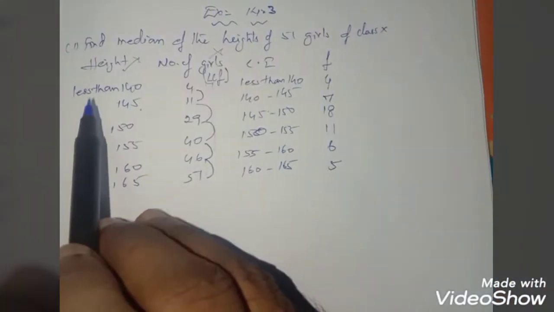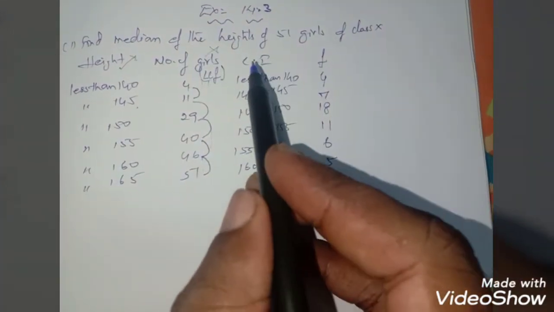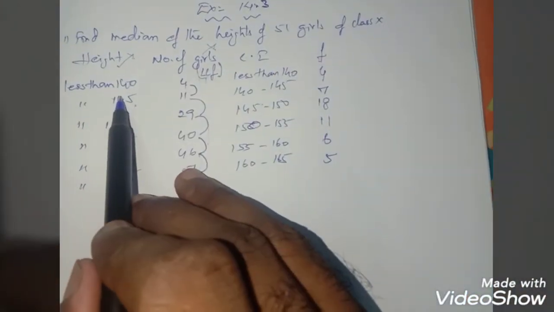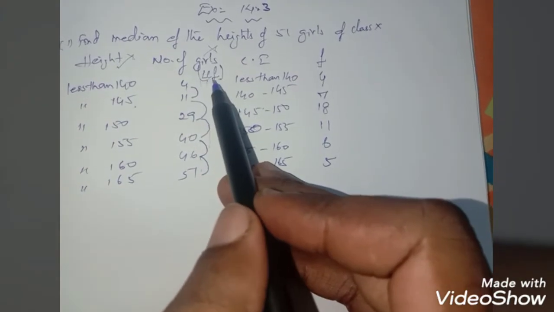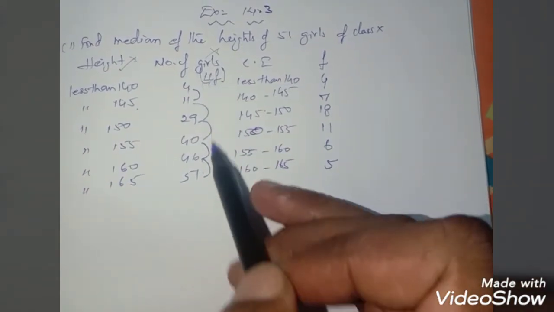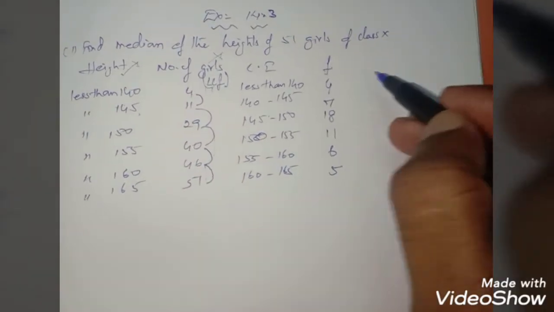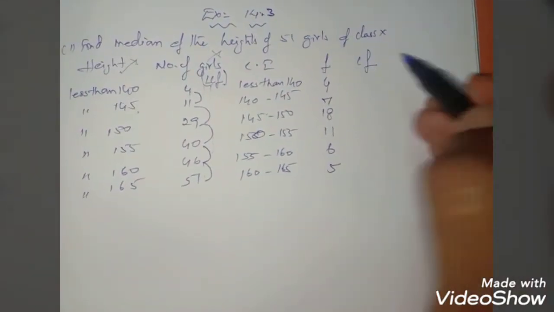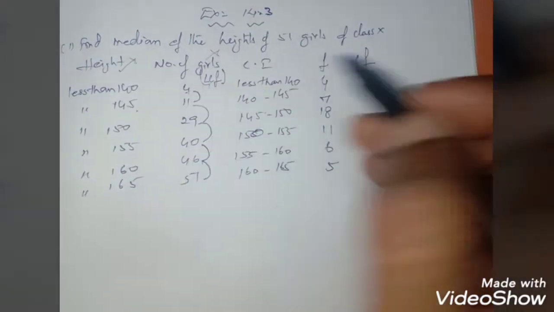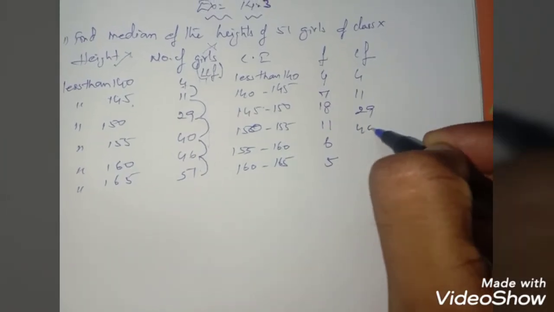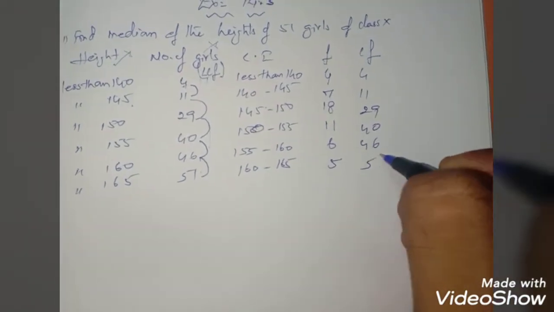Whenever you want the terms in class interval and frequency, you convert these terms. Now see, we have to check whether it is of increasing order or decreasing order, and based on that we find the frequency. So after finding it, we need the class frequency, which is 4, 7, 18, 11, 6 and 5.